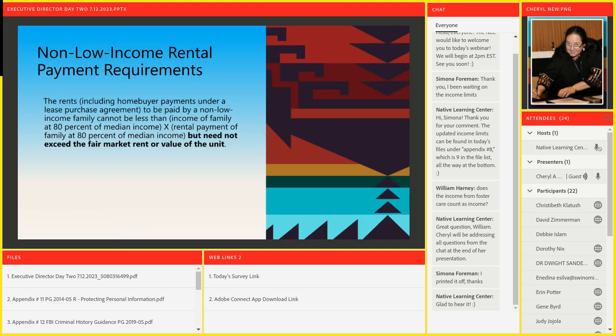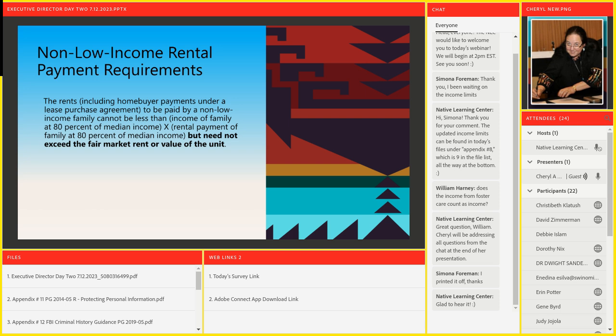So, those income rental payment requirements. The rents, including homebuyer payments under a lease purchase agreement, to be paid by a non-low-income family cannot be less than what you charge your low-income tenants, okay? So there is a rental calculation that you do, and it's outlined within that guidance, or you charge them up to fair market value.